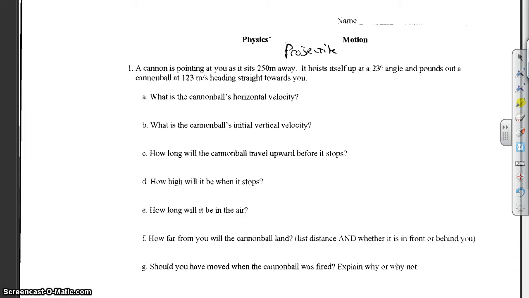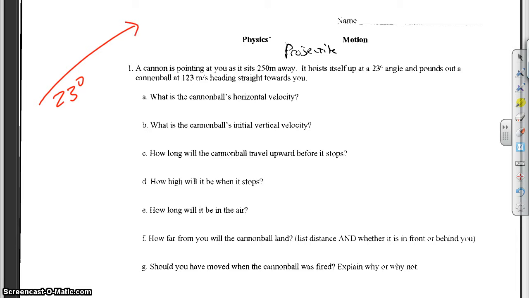Alright, on question number 1 here, we see that it's launched at a 23-degree angle, and that it's launched at 123 meters per second, and so we can do our little cosine of 23 times 123 and that will get us 113 meters per second in the x. So that's the answer to that part.